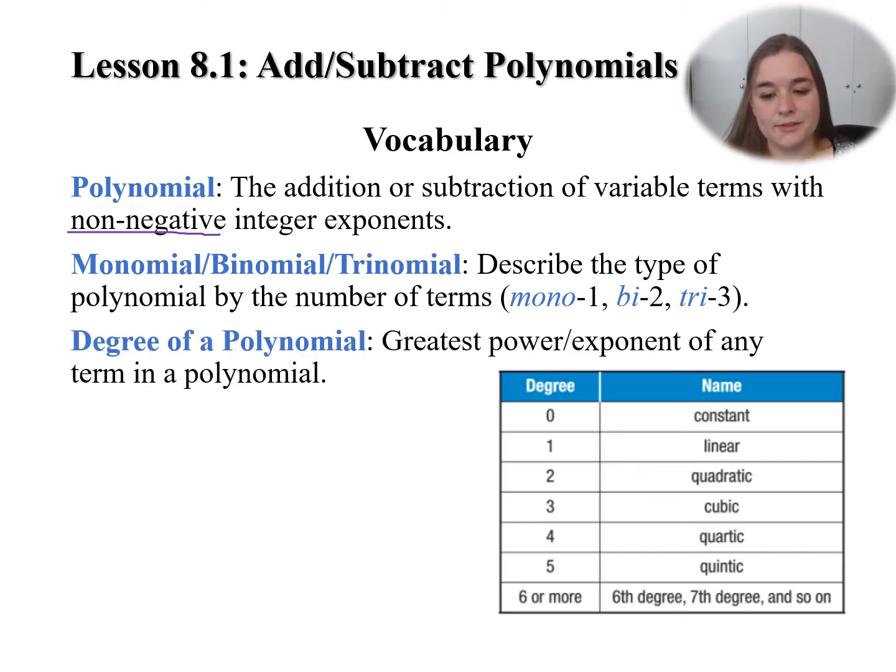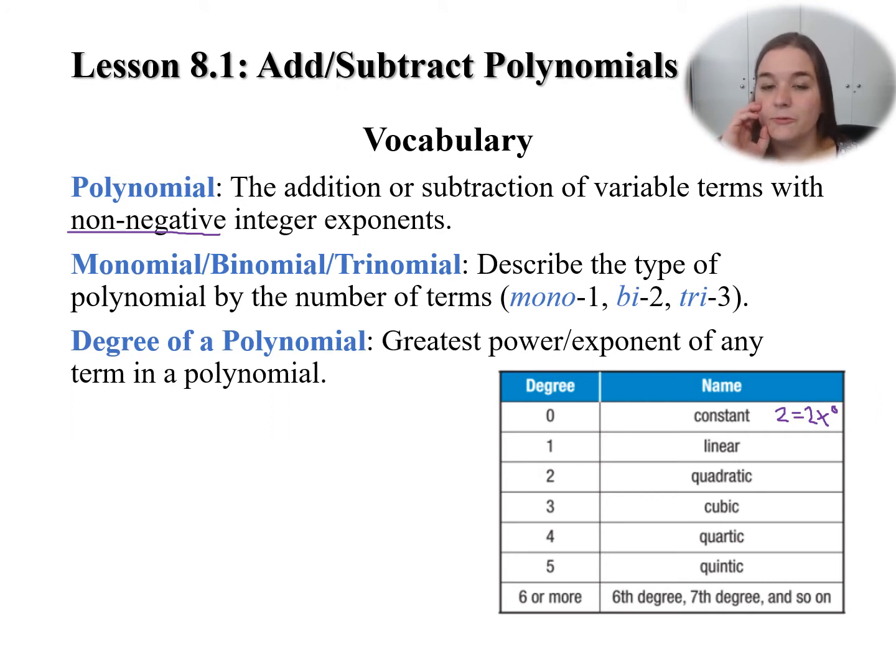The other piece that we can use to describe our polynomials is the degree. The degree tells us the greatest power or exponent of any term in our polynomial. This little chart here can help you out. If I have a constant, just a number like the number 2, that's really a polynomial with a degree of 0, because 2 is the same thing as saying 2 times x to the 0th power. I know from my exponent rules that anything raised to the power of 0 is 1. So 2x to the 0th power is the same thing as 2 times 1, which is 2.